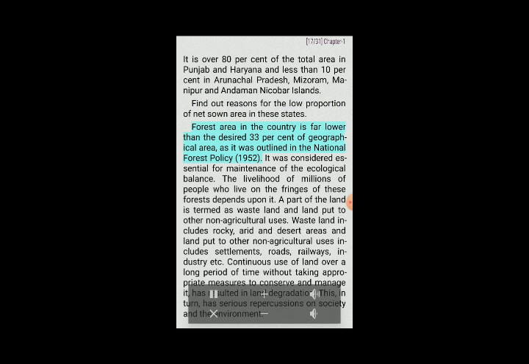Forest area in the country is far lower than the desired 33% of geographical area, as it was outlined in the National Forest Policy, 1952. It was considered essential for maintenance of the ecological balance. The livelihood of millions of people who live on forests depends upon it. A part of the land is termed as waste land and land put to other non-agricultural uses. Waste land includes rocky, arid and desert areas, and land put to other non-agricultural uses includes settlements, roads, railways, industry, etc. Continuous use of land over a long period of time without taking appropriate management has resulted in land degradation. This, in turn, has serious repercussions on society and the environment.